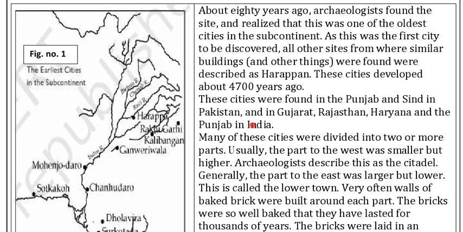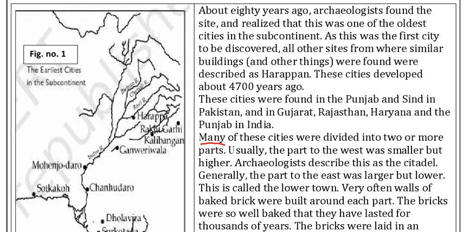Now you see that about 80 years ago, archaeologists found that these sites which are in our subcontinent, like Gujarat, Rajasthan, Haryana and Punjab and some in Pakistan also, were among the oldest cities developed. So they have named them as Harappan, and these cities were developed 4,700 years ago.